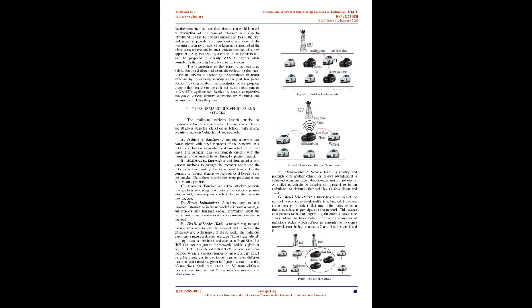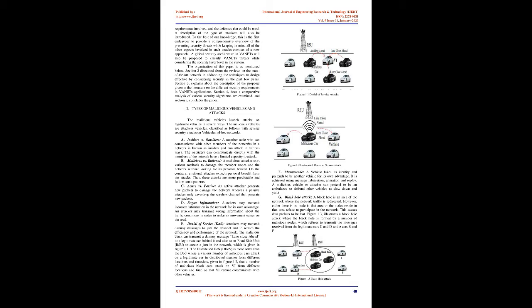D. Bogus information. Attackers may transmit incorrect information in the network for their own advantage. An attacker may transmit wrong information about the traffic conditions in order to make its movement easier on the road. E. Denial of service. DoS attackers may transmit dummy messages to jam the channel and to reduce the efficiency and performance of the network. The malicious black car transmits a dummy message, lane closed ahead, to a legitimate car behind it and also to a roadside unit, RSU, to create a jam in the network, which is given in figure 1.1.